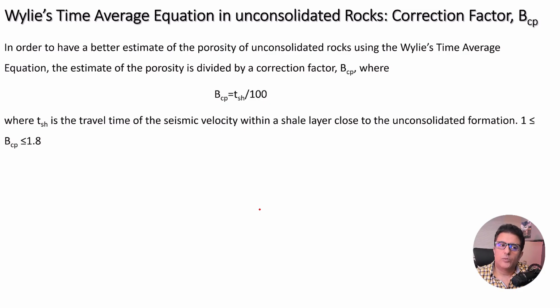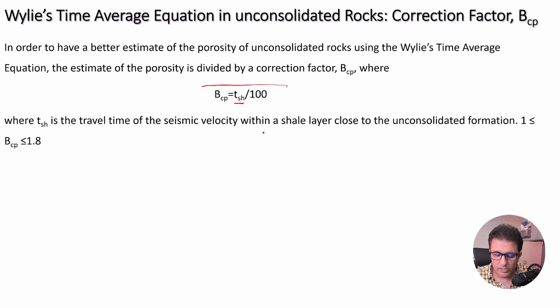So here is the question. What can we do if we deal with unconsolidated formation? In order to address this problem, petrophysicists try to develop different approaches. One of them was to apply some correction factor to the porosity. What they propose is, assume that we have a shale formation close to the unconsolidated formation. What we do here is measure the seismic travel time within the shale formation and divide it over 100.